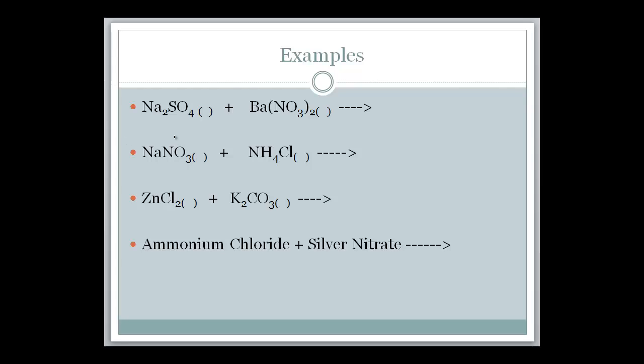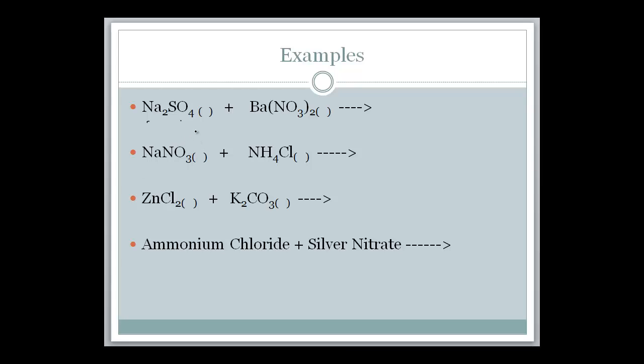We've got double replacement reactions, and again, the first thing we want to do is determine the subscripts. So we've got sodium sulfate. And if you look on your solubility rules, what you'll find is that group 1 metals are all soluble. So sodium sulfate is going to be soluble.